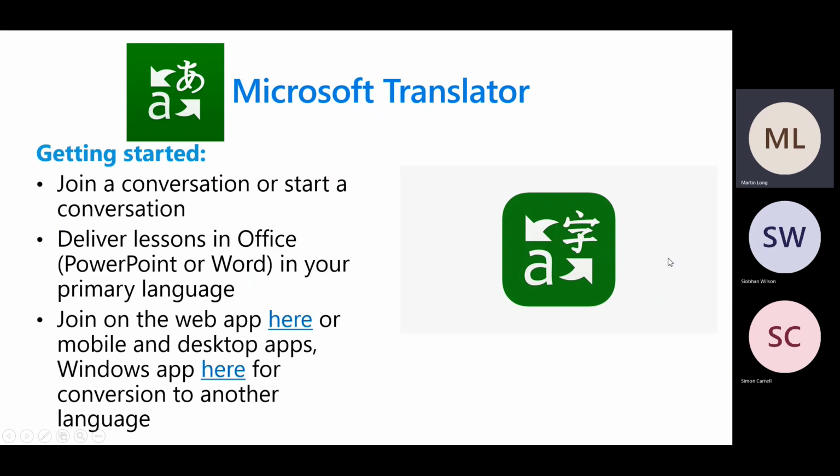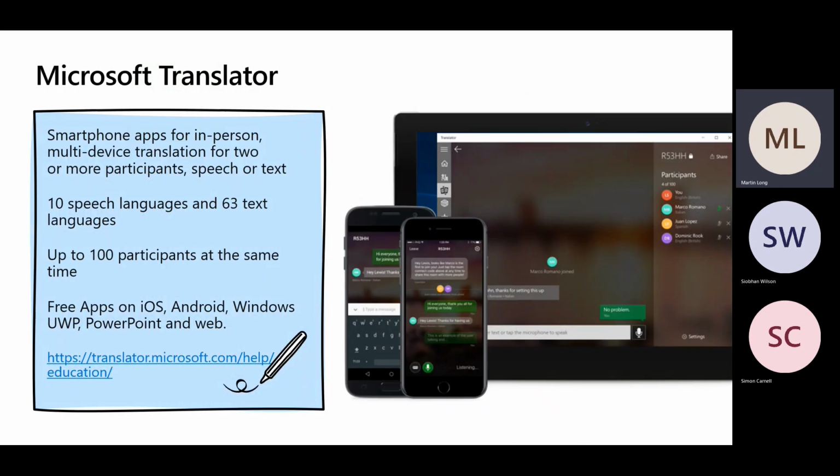Now the conversations, as I said, are all accessible from translator.microsoft.com, and it's a web app as well as an installed app. We can get the experience across any device: tablet, laptop, desktop computer, and mobile phone. There's 10 speech languages and 63 text languages, and they're adding to them all the time.